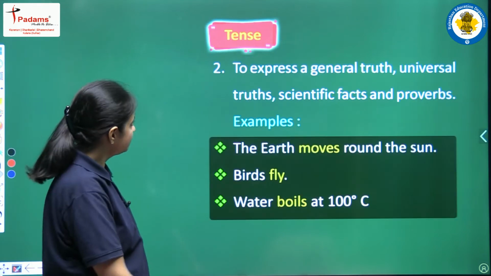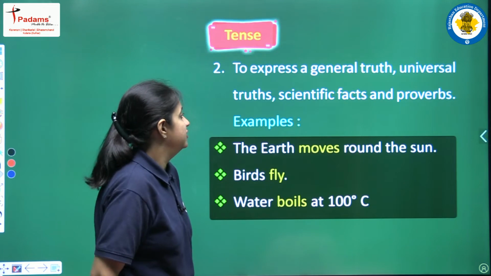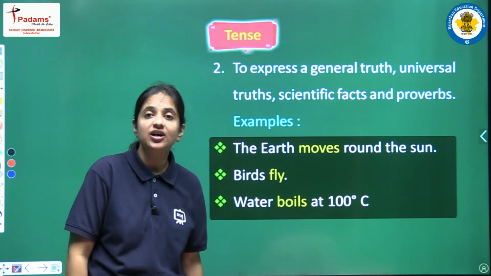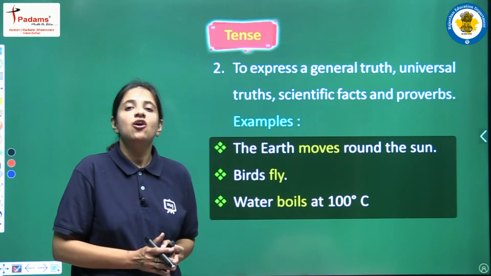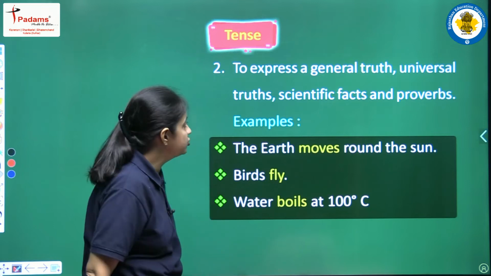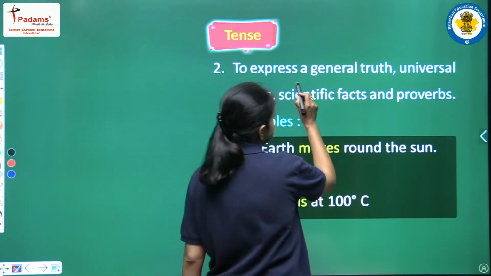Clear? Second use of this tense is to express a general truth, universal truth, scientific facts and proverbs. So this is the second use of this tense. This is the second rule where this tense is used. Okay, so yes, we use present simple tense to express a general truth.